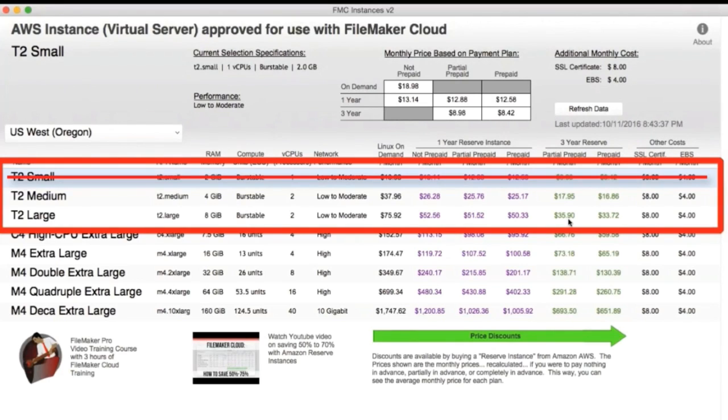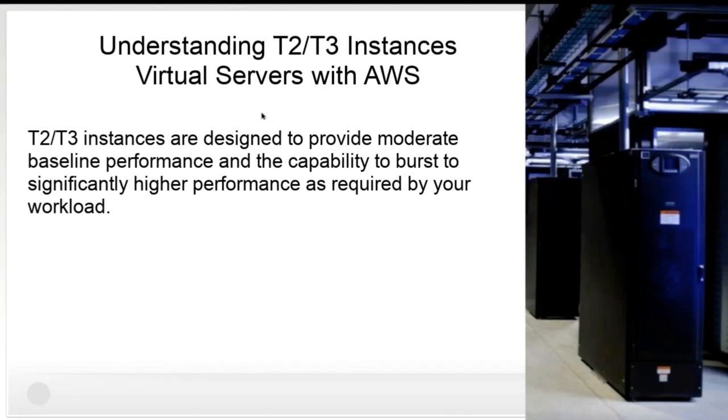The question is that they say they're burstable here. And that really begs the question, what is burstable? And what does that really mean in real metrics? So the T2 instances are designed to provide a moderate baseline of performance and then the capability to burst above it to 100%. So if you have an AWS instance, they assume that you will most of the time live at or around 20% of the processor or less.